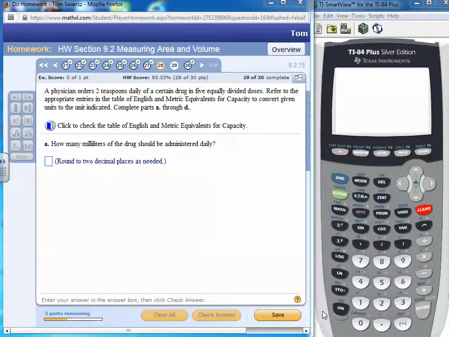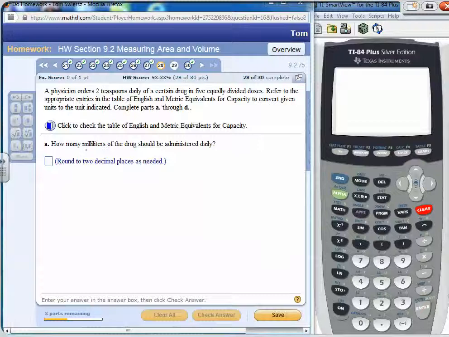Let's begin this session with homework exercise number 28 from section 9.2. It states a physician orders 2 teaspoons daily of a certain drug in 5 equally divided doses. Refer to the appropriate entries in the table of English and metric conversions for capacity to convert the given units to the units indicated. Complete parts A through D.